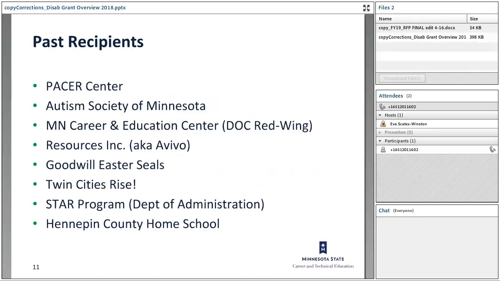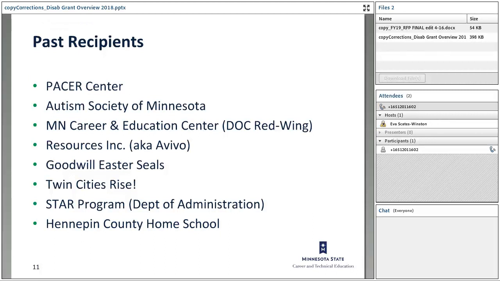So here's an example list of some of the past recipients. And within this list, we have a number of different organizations. Some of them have been longtime partners with some of the colleges, some are not. Some work a lot with other community organizations and provide career counseling and guidance and different types of activities for post-secondary education and skills training, including certifications. And it could be programs within state departments like the STAR program.